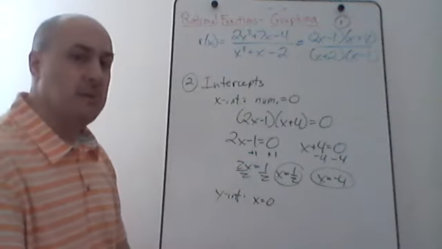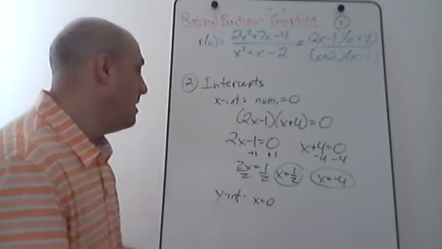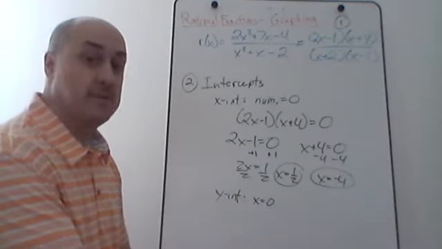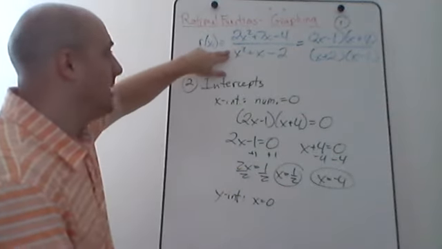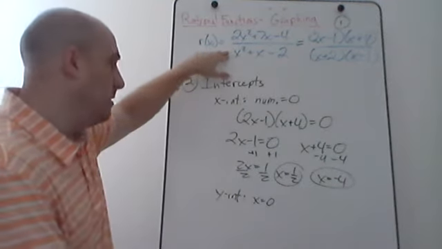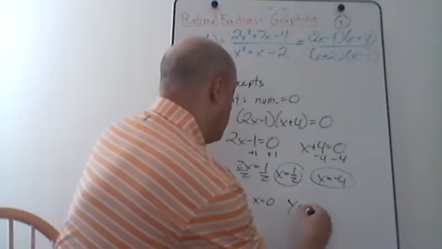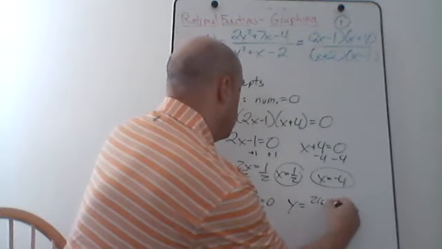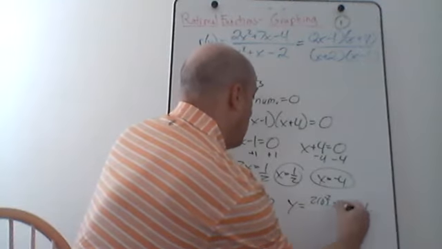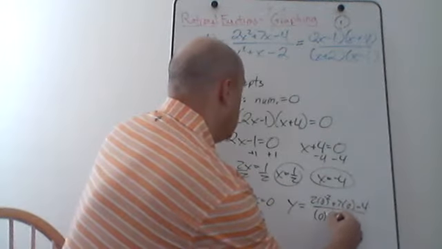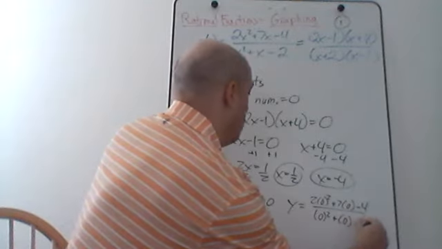Again, for any type of function, it doesn't matter what type of function it is, if you want to find a y-intercept, you plug in x equals 0. When I plug in x equals 0, I'm actually going to go back to the unfactored form of my function, because that's going to be easier. So my y is going to equal 2 times 0 squared plus 7 times 0 minus 4 over 0 squared plus 0 minus 2.